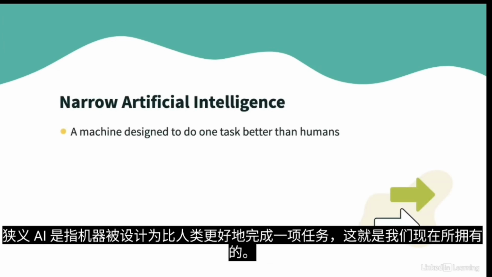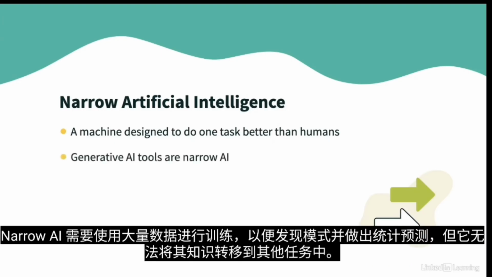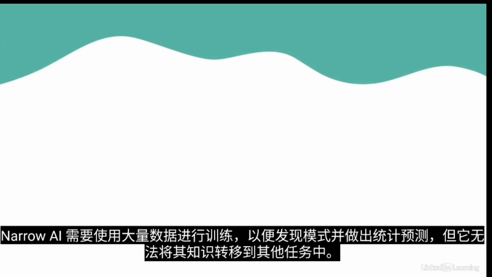Narrow AI is when a machine is designed to do one task better than a human ever could, and it's what we have now. This includes digital assistants, algorithmic feeds on social media, and generative AI. Narrow AI needs to be trained on a lot of data in order to spot patterns and make statistical predictions. But it can't transfer its knowledge to another task.